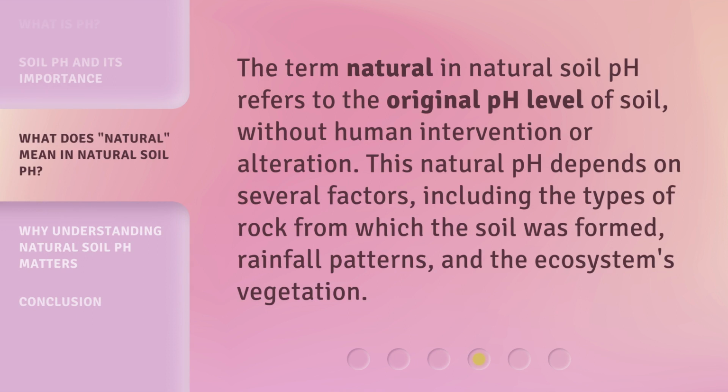The term natural in natural soil pH refers to the original pH level of soil, without human intervention or alteration. This natural pH depends on several factors, including the types of rock from which the soil was formed, rainfall patterns, and the ecosystem's vegetation.